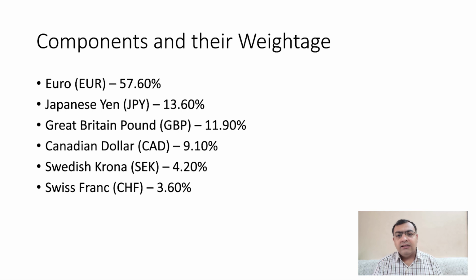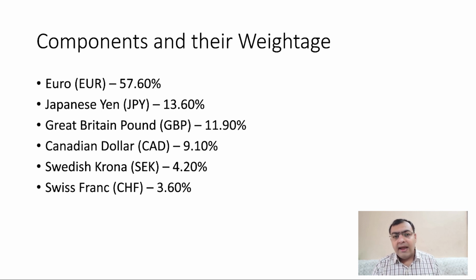So let's look at the components and weightage. As I said, it comprises six currencies. Going by the weightages, the euro has the largest weightage, which is around 57.6%, followed by the Japanese yen, which is around 13.6%, the Great Britain pound, around 11.9%, the Canadian dollar around 9%, the Swedish krona around 4%, and the Swiss franc, which is around 3.5%.